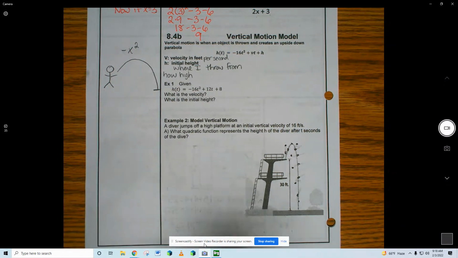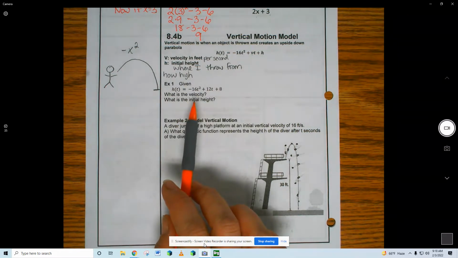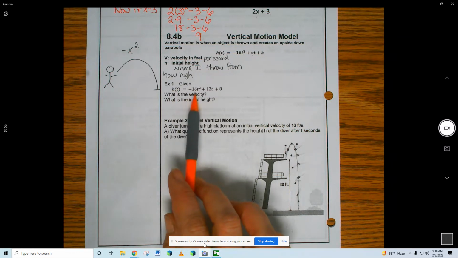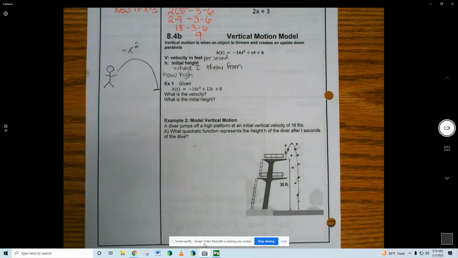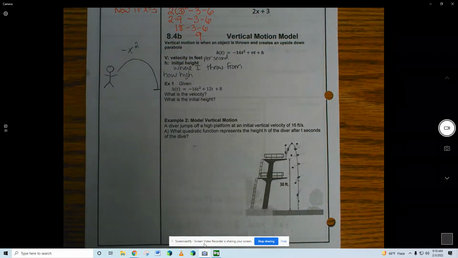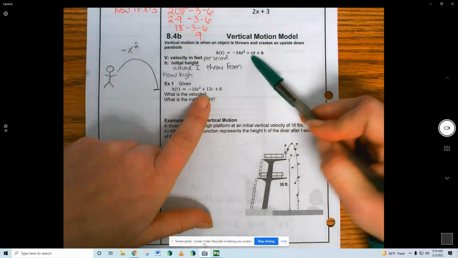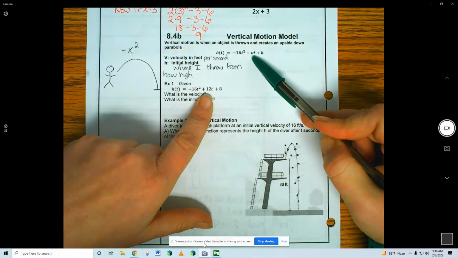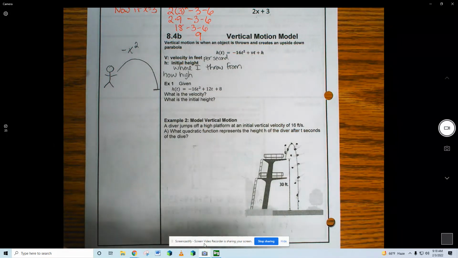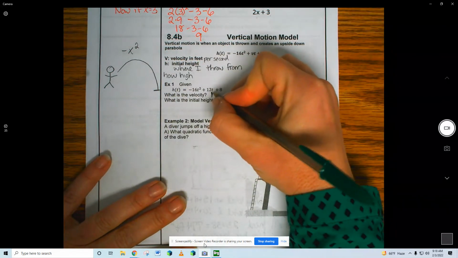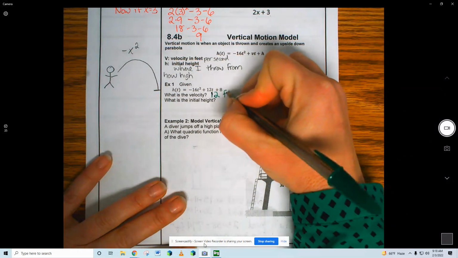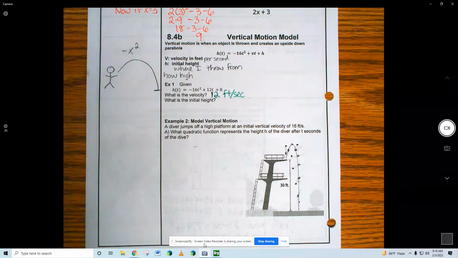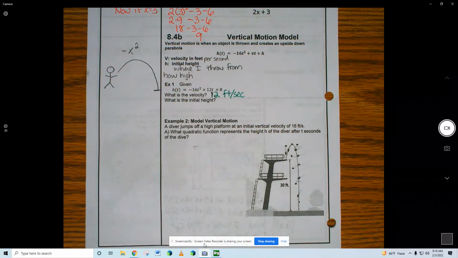So, first off, I have a negative 16t squared plus 12t plus 8. Can somebody tell me, from my formula to this, what are the new numbers that I just plugged in? 12. What's 12 stand for? 12 feet per second. That's how you write feet per second: FT slash SEC.